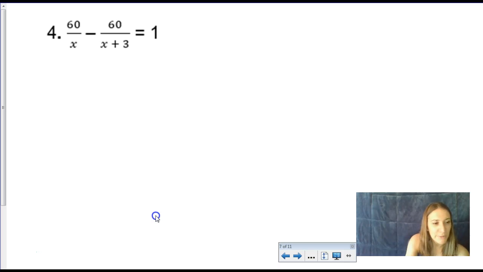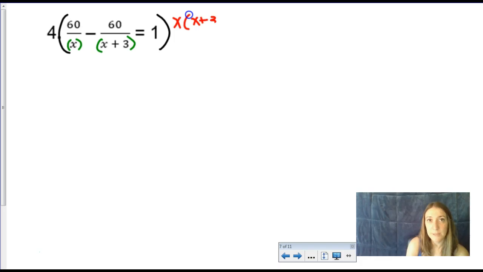All right, number 4. Well, that one's not too bad. The only thing that we run into on number 4 is sometimes kids think x and x plus 3 are like terms, like partial terms of each other. They are not. X is one number, and x plus 3 is a totally different number. So when I ask you for your LCM, you need both an x and an x plus 3 in order to knock out all your denominators.